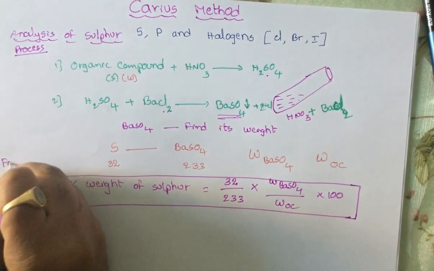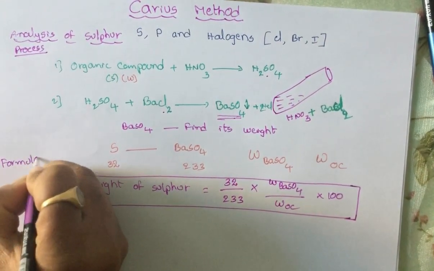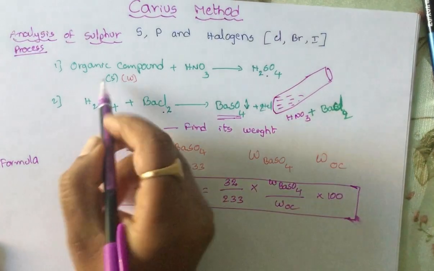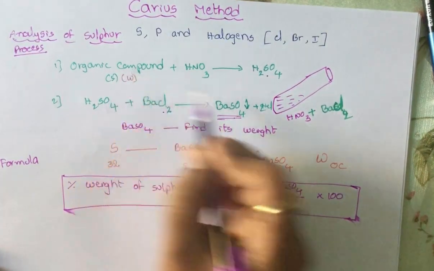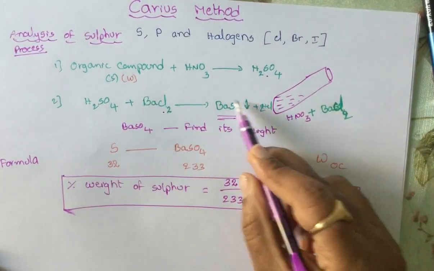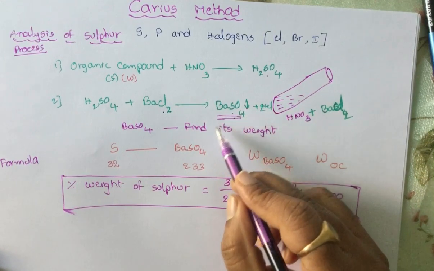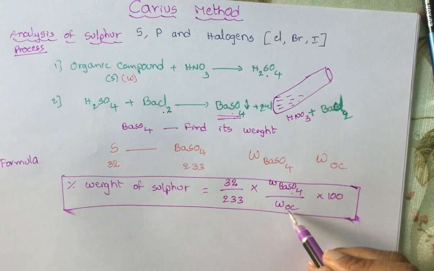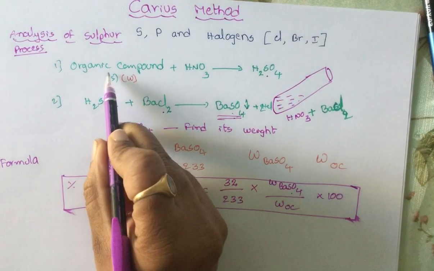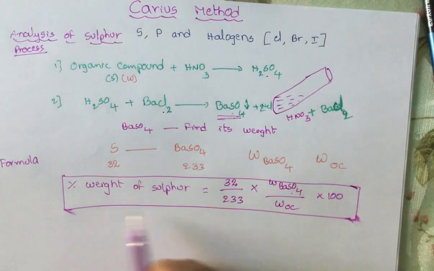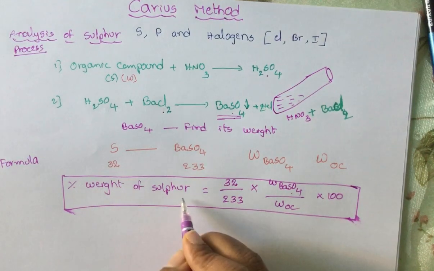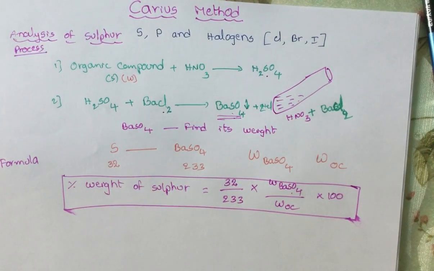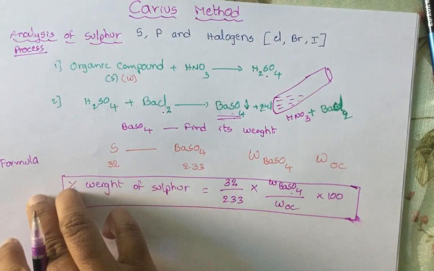This is the formula. Okay students, so this is the process of how sulfur that is present in your compound is converted to barium sulfate. After that you have to filter this barium sulfate and weigh it and find its weight. That weight you just substitute in this equation. Initially you know how much organic compound you took, and you can determine percentage weight of sulfur in any organic compound easily. Okay, that's all about how to determine sulfur.